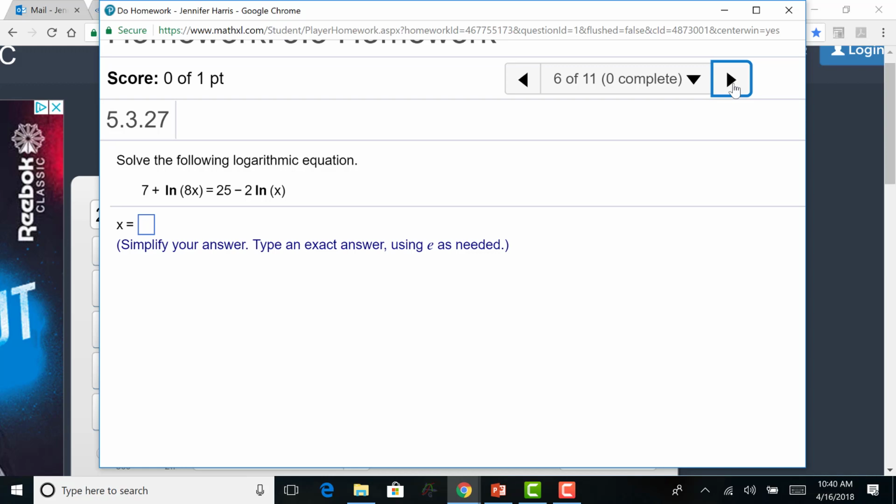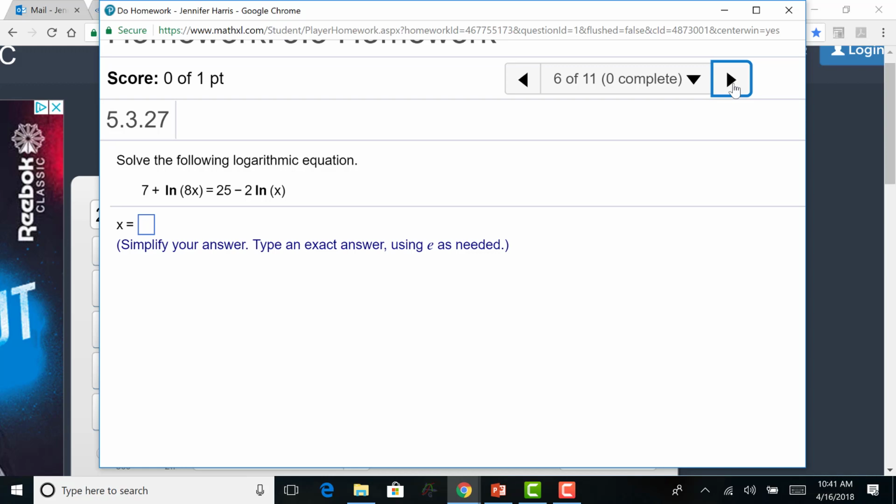Alrighty, I need that 2 natural log of x to get to the other side. What should I do with it? Add 2 natural log of x to this side, add 2 natural log of x to this side. These cancel out. So now we have, let's write it below. You have 2 natural log of x plus natural log of 8x is equal to 18.